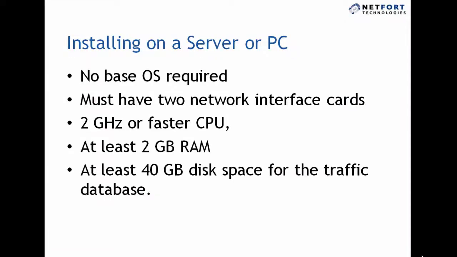So before you go to our website and download the software, you do need to allocate either a server or PC for the installation. Whatever you allocate, you don't need any base operating system, so we don't need Windows or anything like that. There is an operating system included in the install. You must have two network interface cards, a 2 GHz or faster CPU, at least 2 GB of memory, and at least 40 GB disk space for the traffic database.